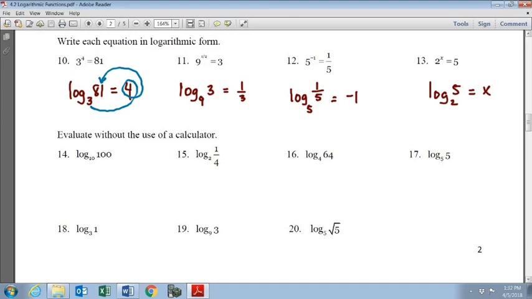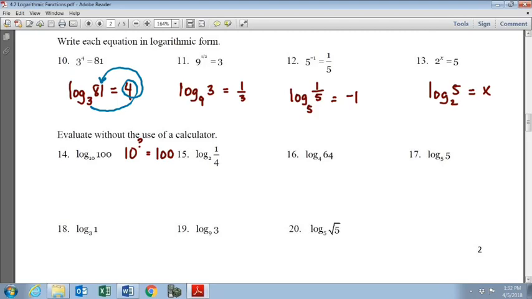All right, let's move on to evaluating logs. So on number 14, the thing about a logarithm is a logarithm actually represents an exponent. In this problem, the logarithm gives you all the information you need to know what the exponent is. So on number 14, I'm looking for an exponent. It's the exponent you put on a base of 10 to get 100. So we're really trying to solve this here.